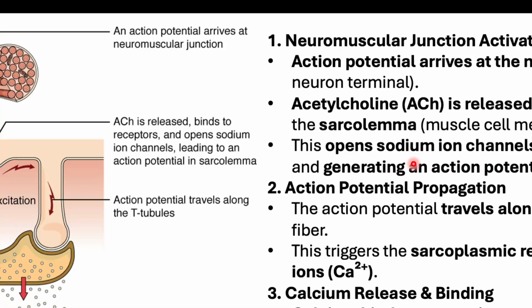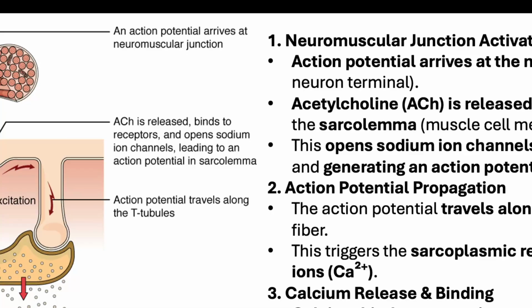This opens sodium ion channels, depolarizing the sarcolemma and generating an action potential. Action potential propagation: the action potential travels along the T tubules deep into the muscle fiber. This triggers the sarcoplasmic reticulum to release calcium ions. Calcium release and binding: calcium binds to troponin, causing a conformational change. Troponin is a component of the actomyosin fiber.